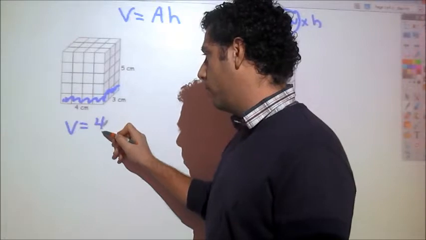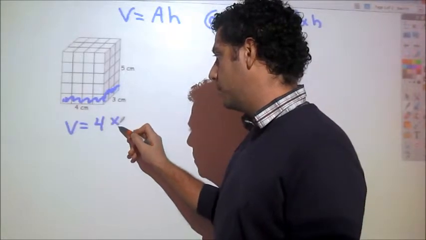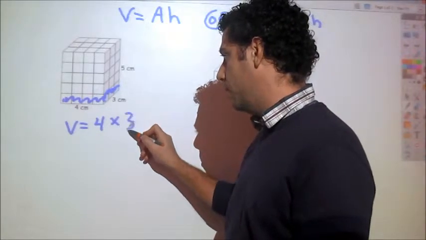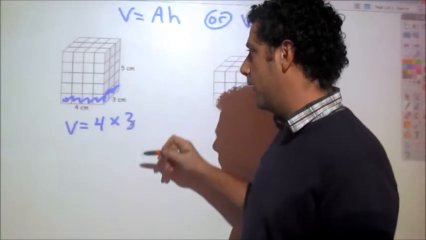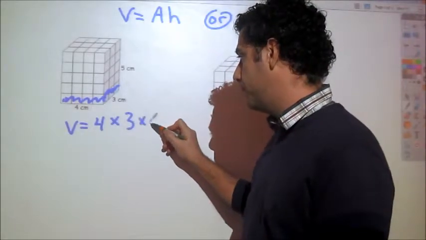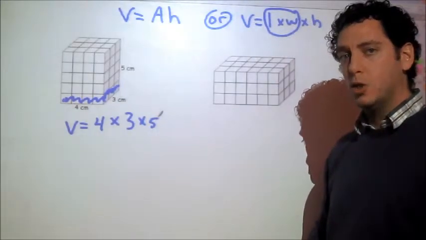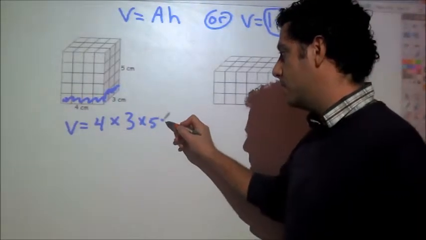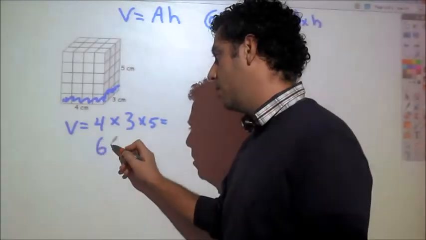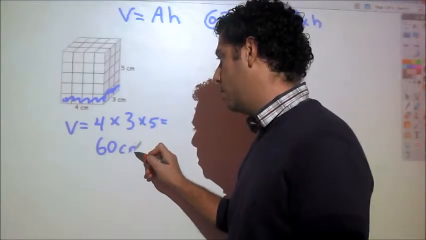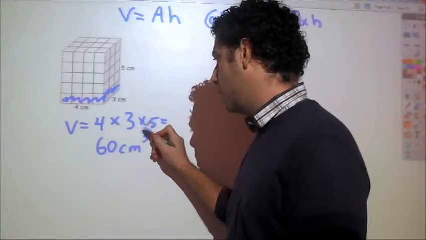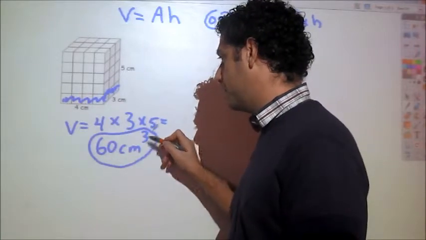That would be 4, the length, times the width, which would be 3. And then we would multiply that by the height. So 4 times 3 is 12, and 12 times 5 is 60. And these would be cubic centimeters, 60 cubic centimeters.